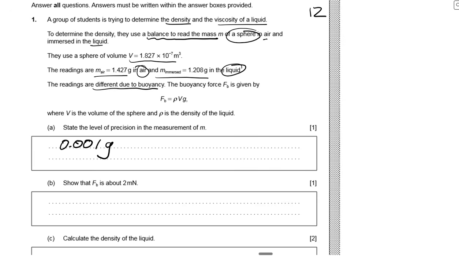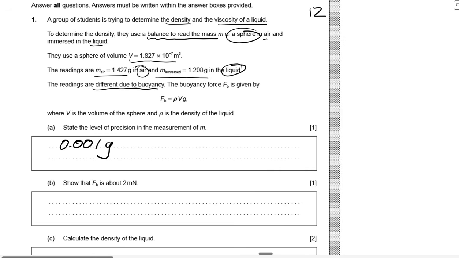If they were asking for the uncertainty, we can say plus minus 0.001 or 0.0005. They don't exactly tell us whether it's an electronic balance or analog. Either way, I think both of these answers would work for uncertainty. But here we're talking about level of precision, so let's just use this.